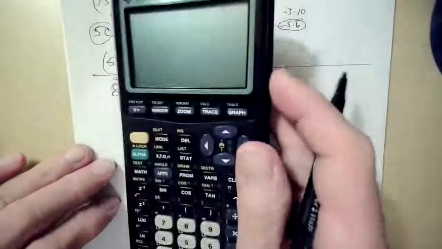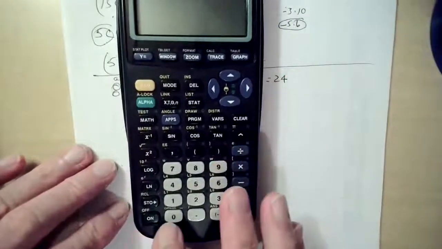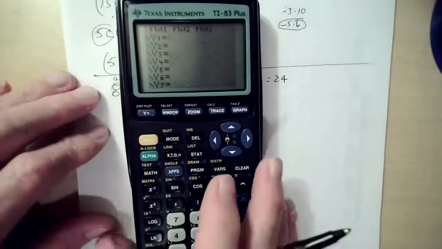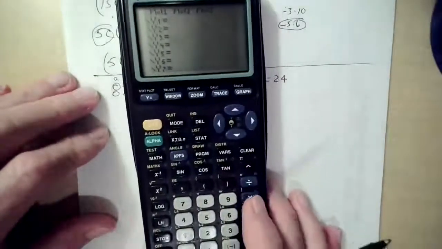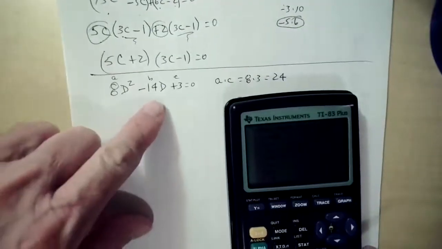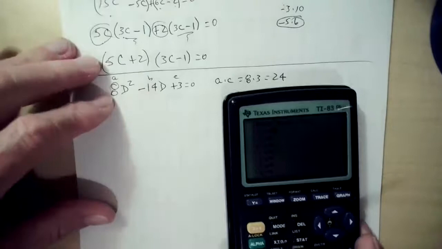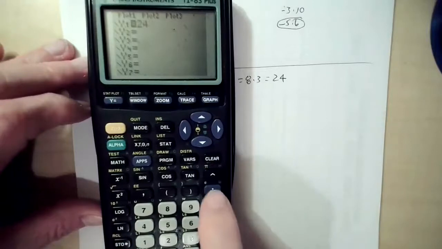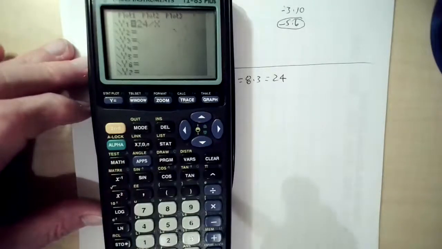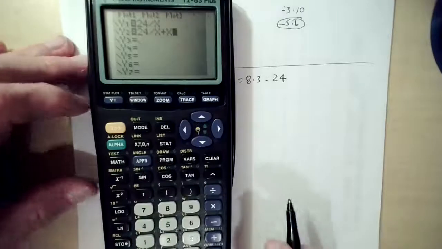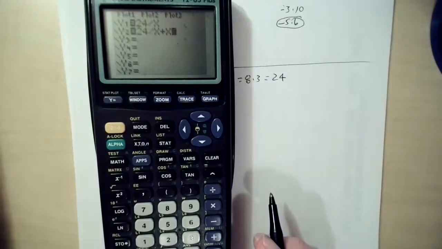Now, what are the factors of 24? Let's do it on the calculator. First, you turn it on. Okay, we got a y equals. We want the factors of 24 that add up to negative 14. So we're going to have to really pay attention. 24 divided by x, and then we have 24 divided by x plus x.